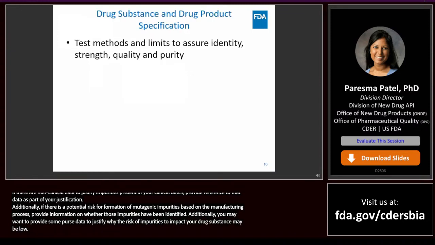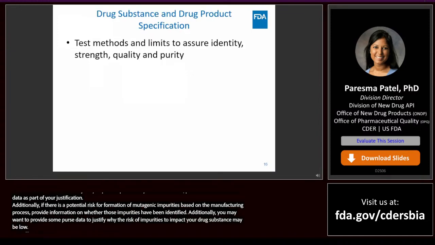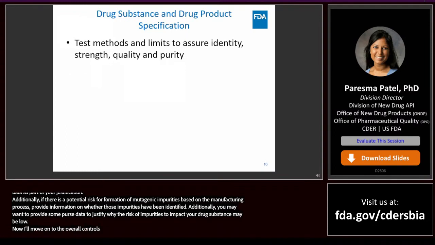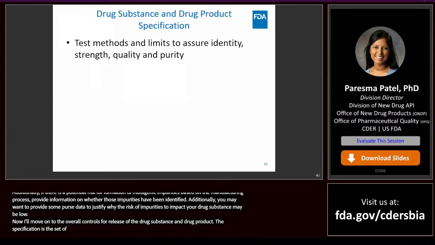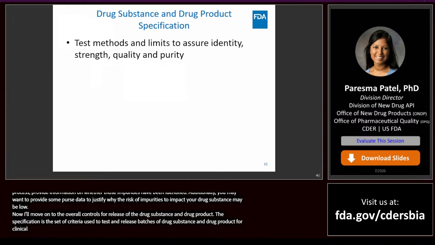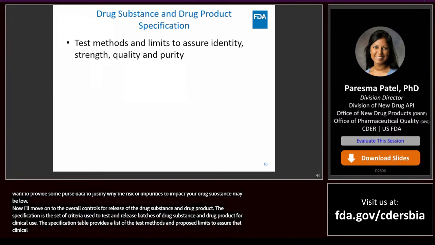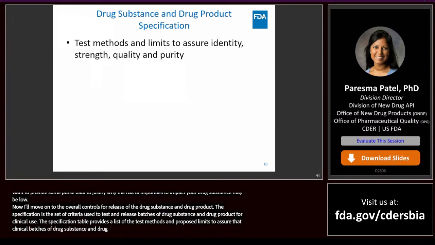Now I'll move on to the overall controls for release of the drug substance and drug product. The specification is the set of criteria used to test and release batches of drug substance and drug product for clinical use. The specification table provides a list of the test methods and proposed limits to assure that clinical batches of drug substance and drug product meet the requirements assuring identity, strength, quality, and purity.